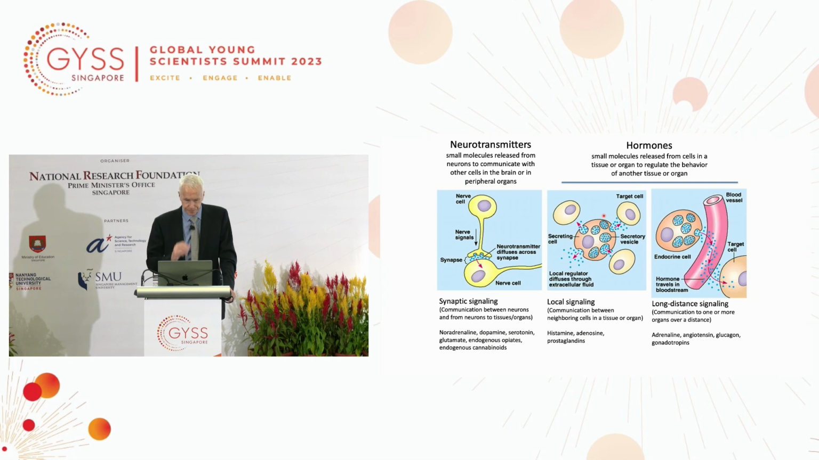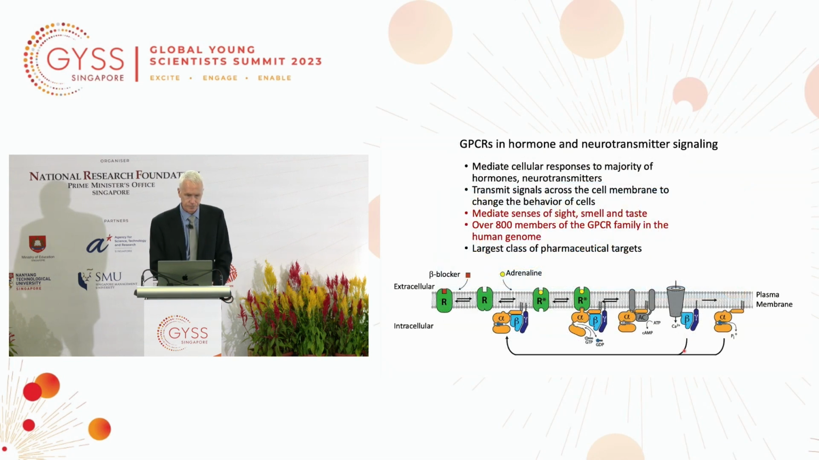Hormones, even more. And hormones can act locally, where, for example, cells from the immune system release various hormones that modify the function of other cells in the immune system. And they can also be released into the bloodstream and then affect cells at a great distance. And examples of hormones include histamine, adenosine, prostaglandins, angiotensin and glucagon. These are all examples of hormones that work through G protein coupled receptors. In addition to mediating hormone and neurotransmitter responses, they mediate the senses of sight, smell, and taste.